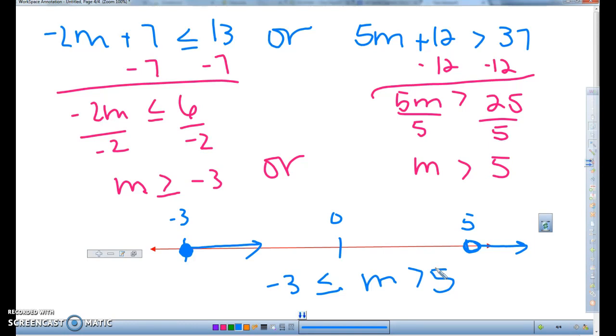I'm going to give you some examples where you can solve the compound inequality, but also tell me if you think it is a union or if it is an intersection.